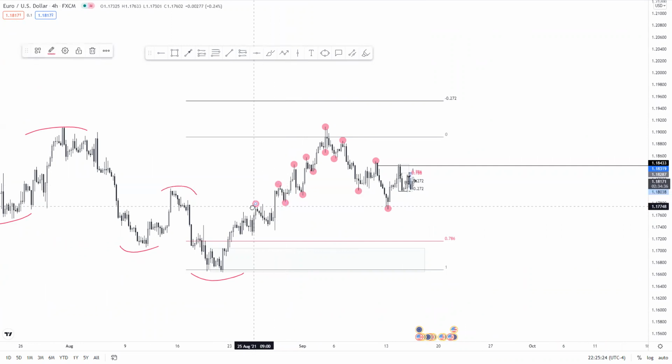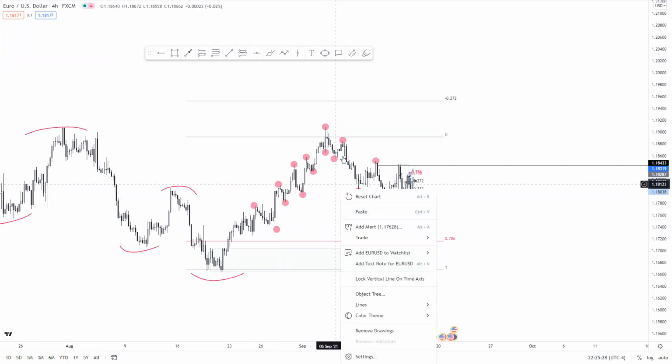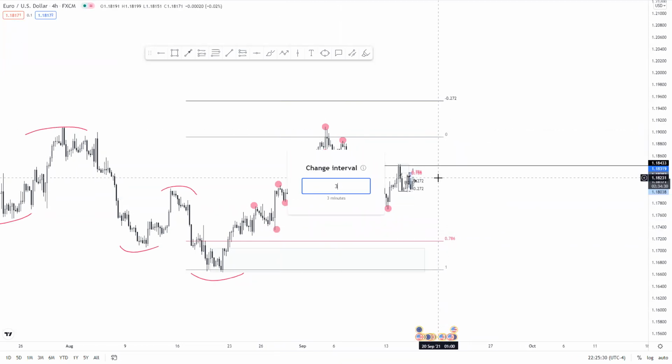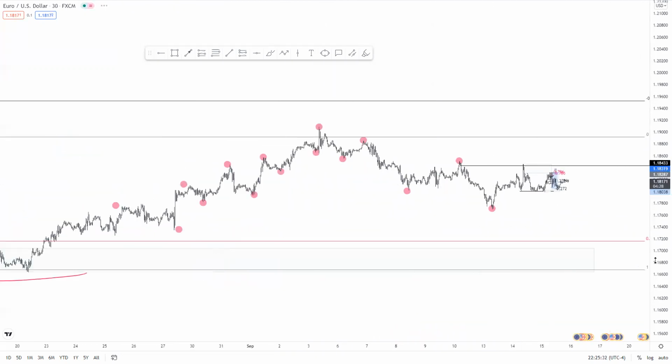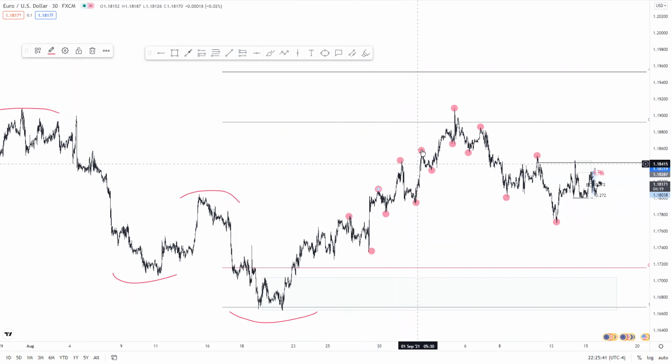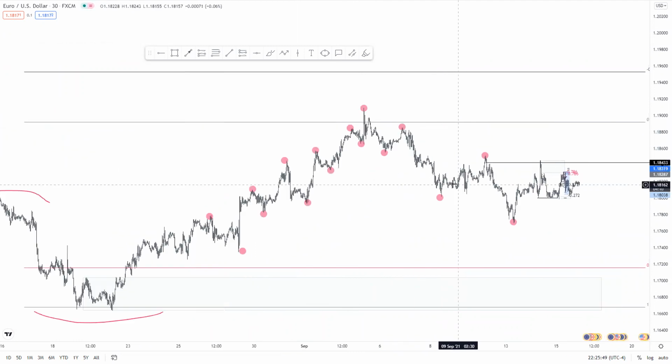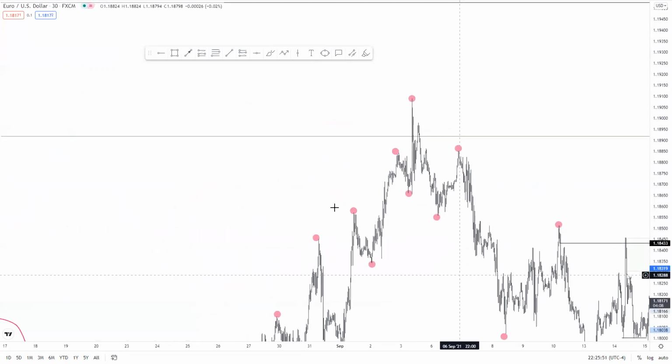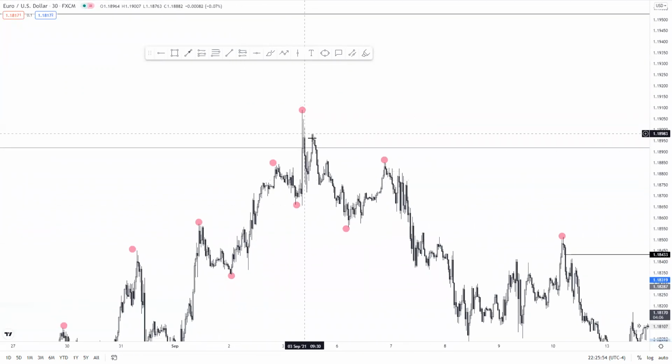So let's see. 30-minute, right? Making higher highs and higher lows. So this low produced this high, this low produced this high, this low produced this high, this low produced this high right here. Sorry. Oops. Produced this high, right? And then we pulled back and produced this high.